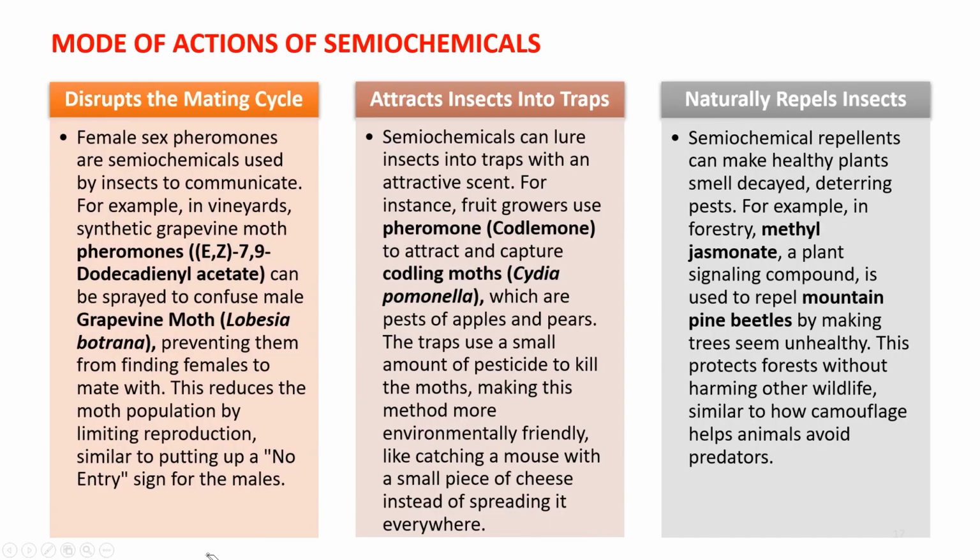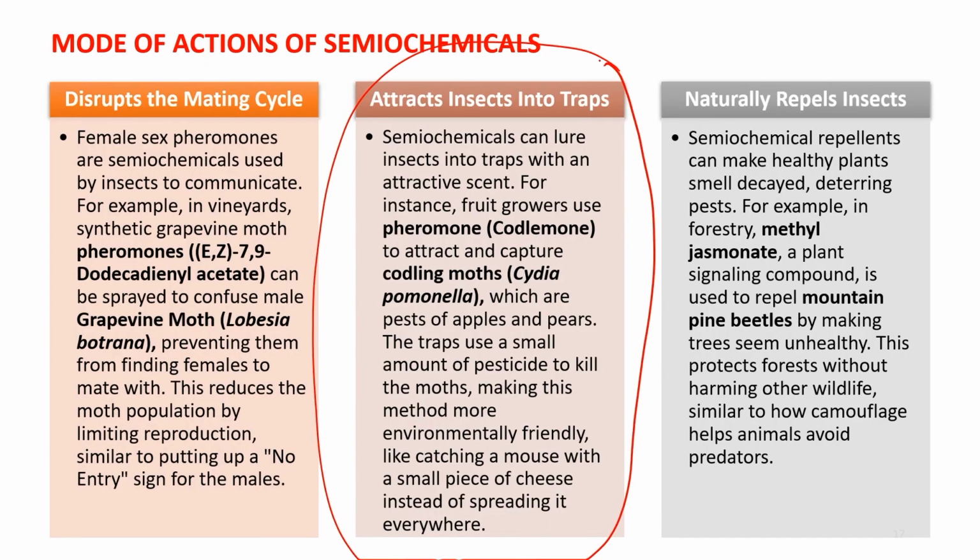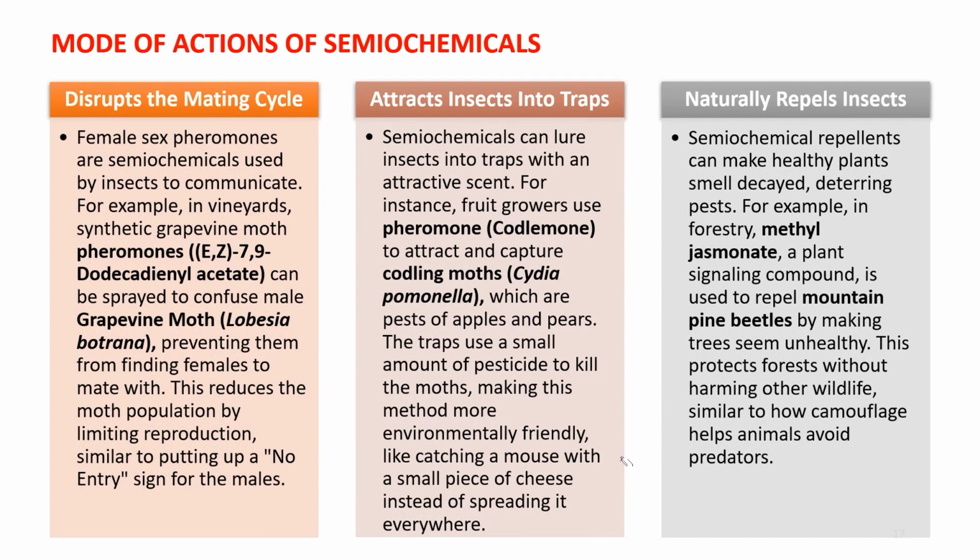Secondly, it may attract insects into traps where semiochemicals are used to lure insects with an attractive scent. For instance, fruit growers use the pheromone codlemone to attract and capture codling moths, which are pests of apples and pears. The trap uses a small amount of pesticide to kill the moths, making this method more environmentally friendly, like catching a mouse with a small piece of cheese instead of spreading it everywhere.